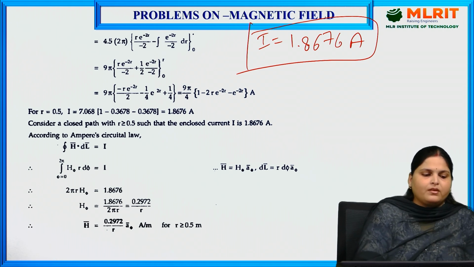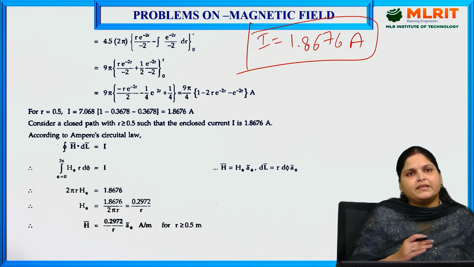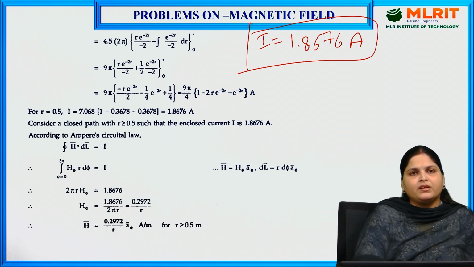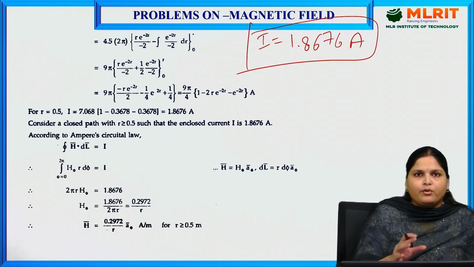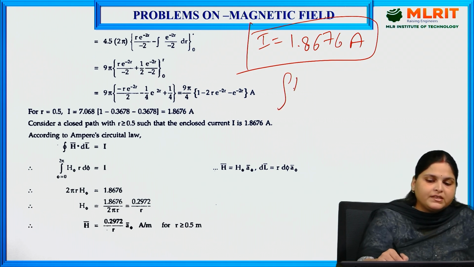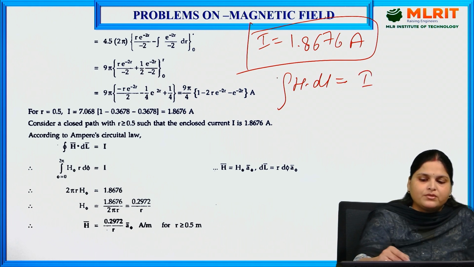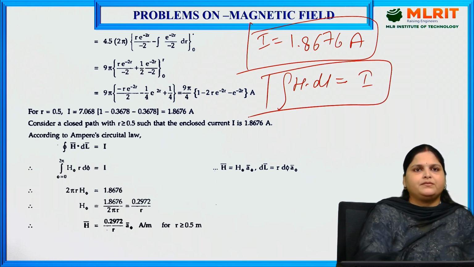Now we will consider the closed path, which is r greater than 0.5. So the enclosed current I is 1.8676 ampere. Now we have to use Ampere's circuital law to find the field intensity. Ampere's circuital law says the line integral of H equals I. Now we will integrate it.